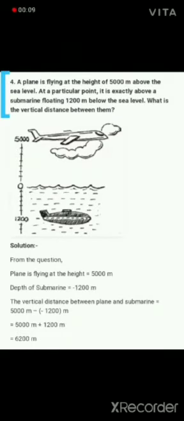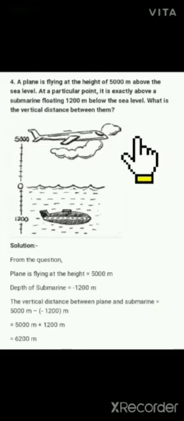A plane is flying at a height of 5,000 meters above the sea level. At a particular point, it is exactly above a submarine floating 1200 meters below the sea level. What is the vertical distance between them?